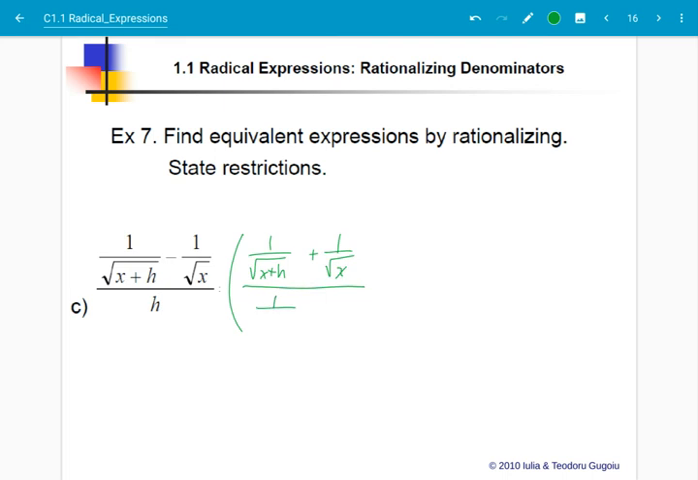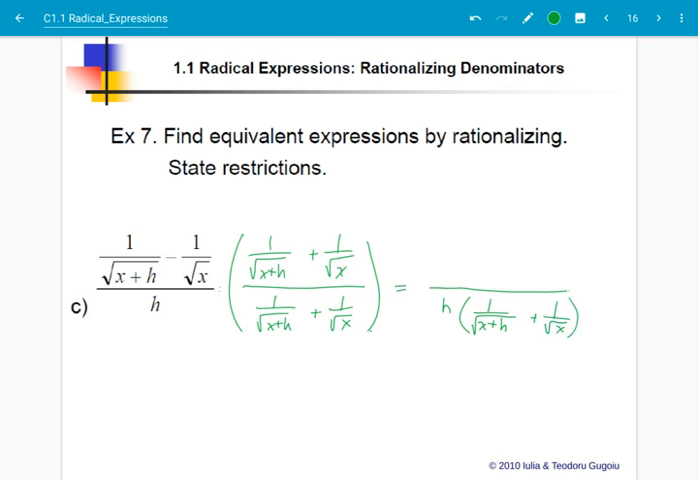1 over the square root of x plus h plus 1 over the square root of x. Now, when we simplify this, there's a couple of things we have to worry about. We have to take care of fraction things, but we also have to take care of the radical. But the first thing to think about is that we're not going to simplify in the denominator. We're just going to work in the numerator first. So in the denominator, I will simply have this, right, with that conjugate there.